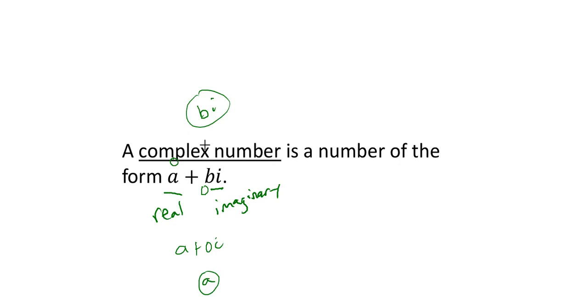So let me say that again. Just the real numbers are part of the complex numbers, and just the imaginary numbers are part of the complex numbers. And any combination of the two, real and imaginary together, compose the set of complex numbers. All right. But most of the time in this section, your complex numbers will have both parts, a real part and an imaginary part. All right.